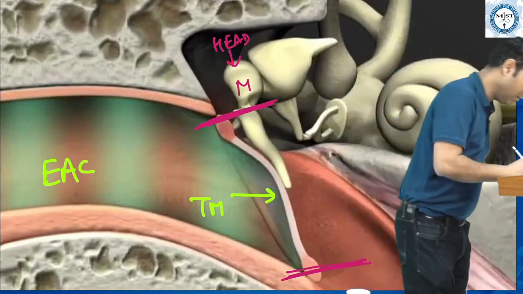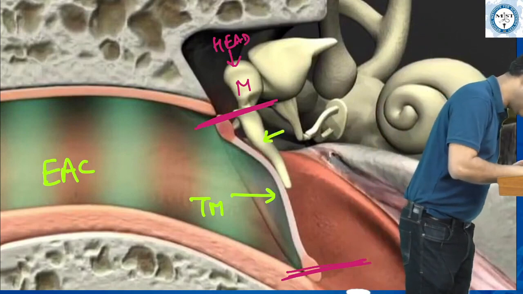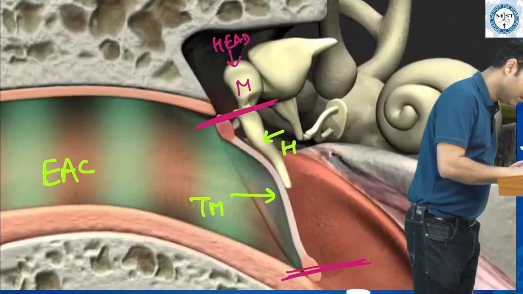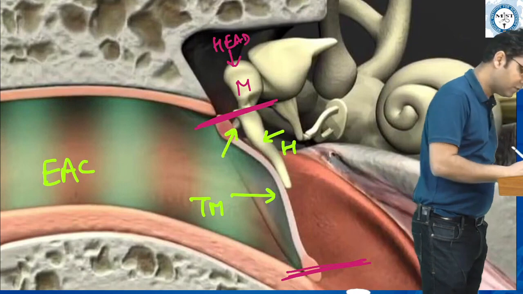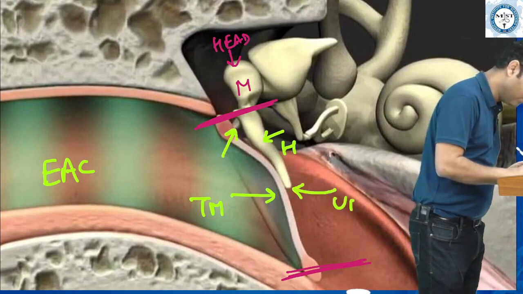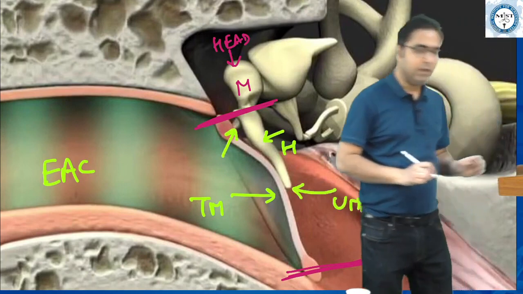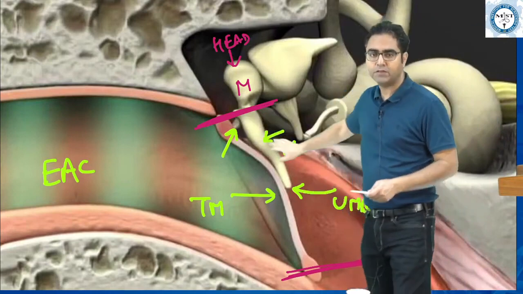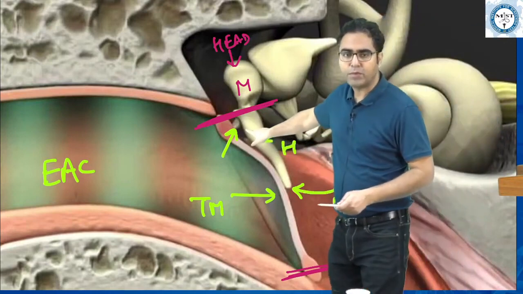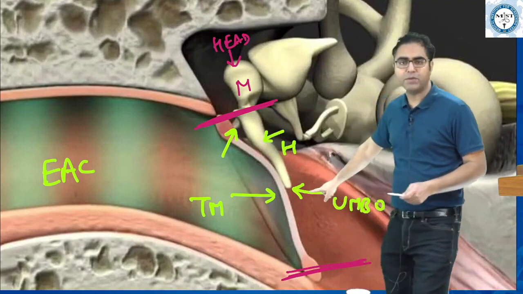What is this? This is the handle of the malleus. What is this process? Lateral process. What is the tip of the handle called? Umbo. So you can see 3 things. One is the handle of the malleus. Then this process, called the lateral process of the malleus. Then umbo is the tip of the handle.